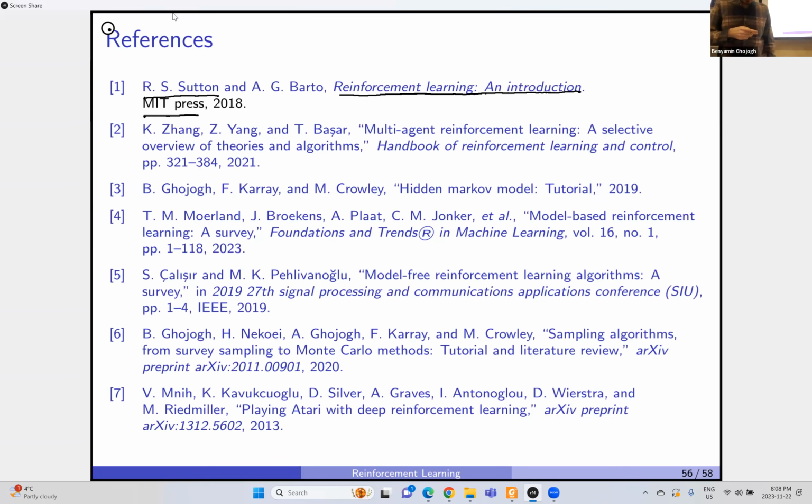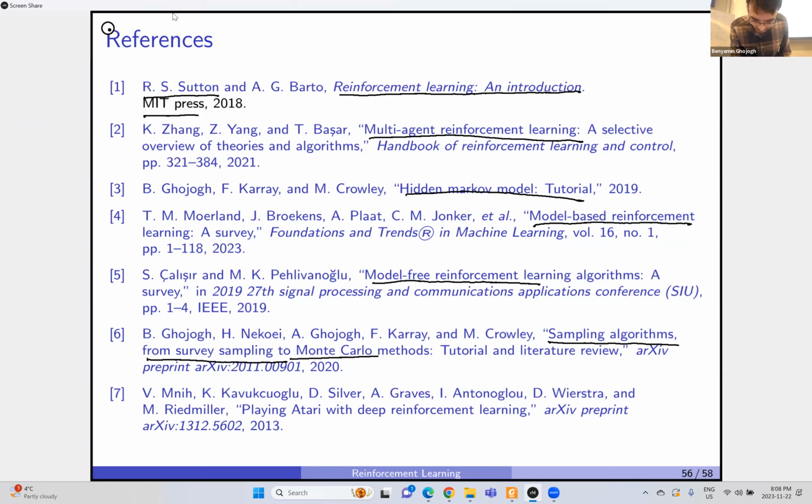We have multi-agent reinforcement learning. This is our tutorial paper on hidden Markov models. A survey on model-based reinforcement learning, a survey on model-free reinforcement learning. This is our tutorial paper on survey sampling and Monte Carlo methods. This is the DQN paper for Atari games. Do you remember? By DeepMind, Playing Atari with Deep Reinforcement Learning.